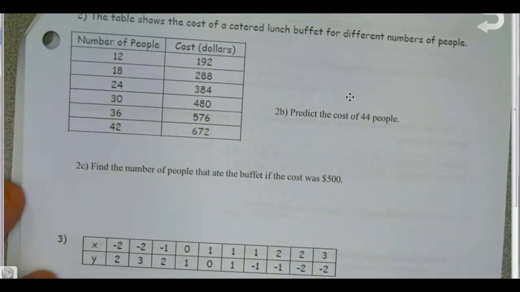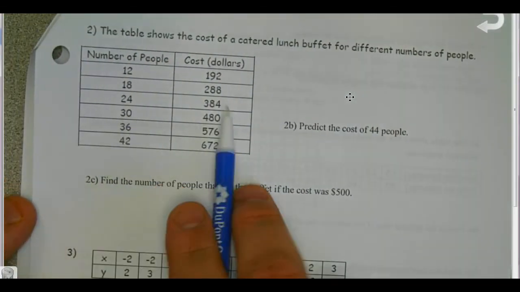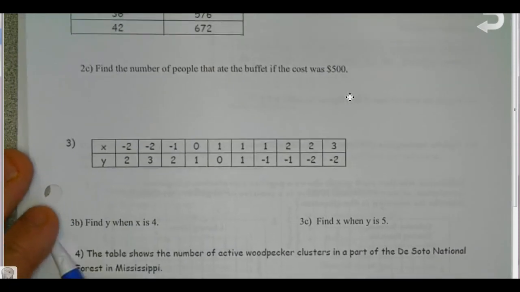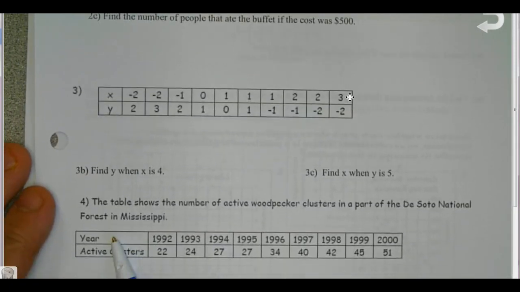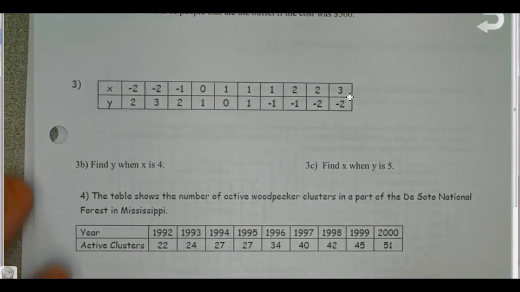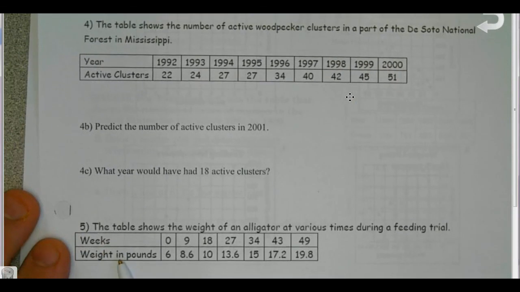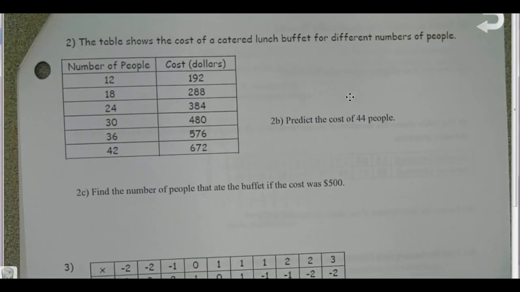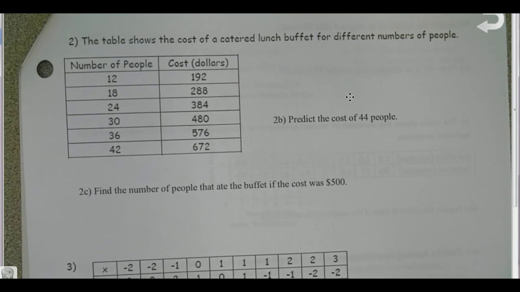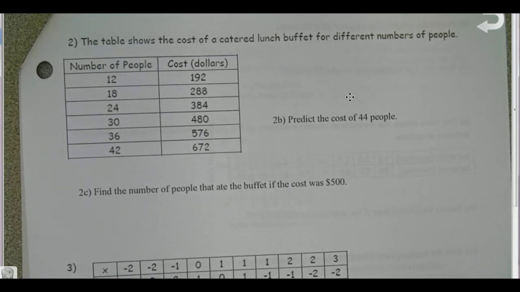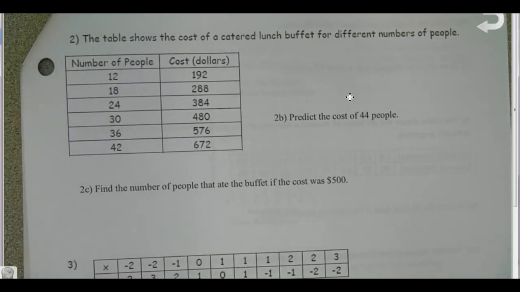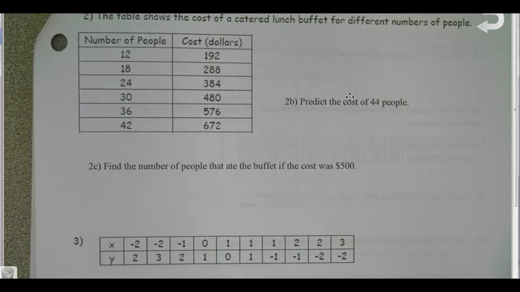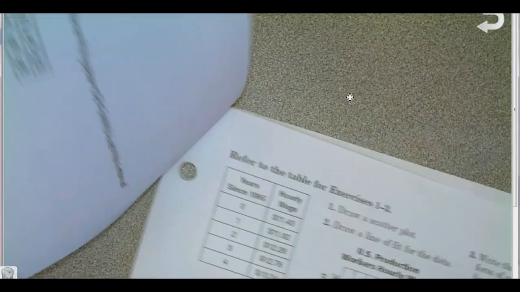Same thing over here. People is x, cost is y. You know, sometimes they just give you x and y. Year is x, clusters is y. Weeks is x, pounds is y. Like I said, double check your data points and make sure they're in there correctly, and then double check your equation and make sure you hit stat calc 4, and then everything should be fine.